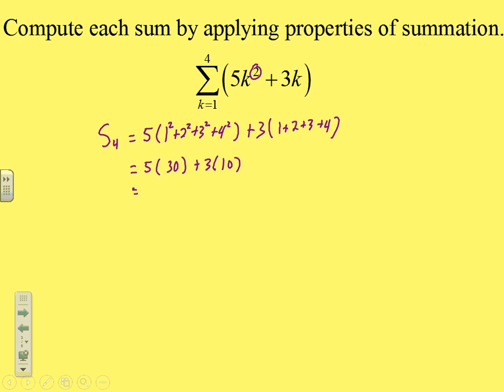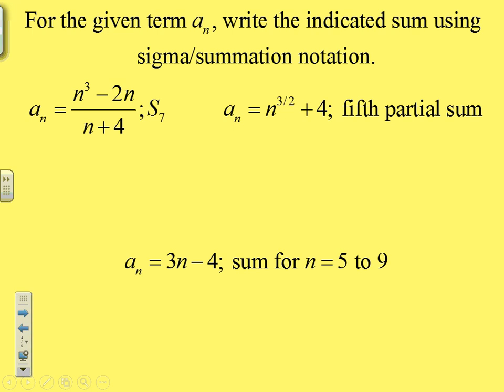So that gives me 5 times 30, which is 150, plus 3 times 10, which is 30. So the sum of the first 4 numbers of the sequence that we were given is going to be 180. And you would get the exact same thing if you want to check it: take 1, 2, 3, and 4, substitute each into the expression, evaluate it, and you'll get 4 independent numbers. Add those numbers together, and you'll still get 180, or not 180 degrees, but just 180. So that's how we're using the properties of summation.